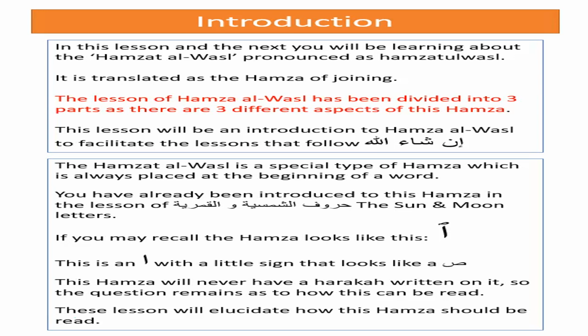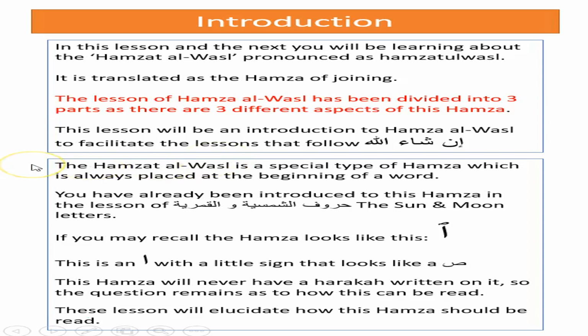In this lesson and the next few lessons, you will be learning about the Hamzat al Wasl. That's how it's written, but we pronounce it as Hamzatul Wasl, as you can see over here. It is translated as the Hamza of joining. The lesson of Hamzat al Wasl has been divided into 3 parts, as there are 3 different aspects of this Hamza. This lesson will be an introduction to the Hamzat al Wasl to facilitate the following lessons, inshallah.